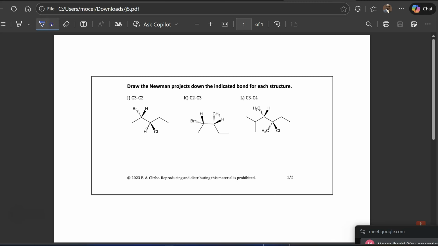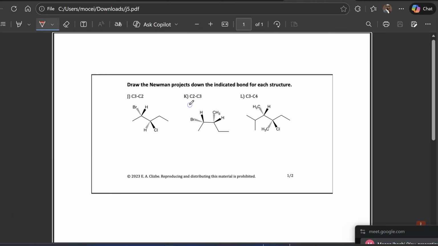Let's start with the Newmans. That's the priority. Draw the Newman projections. That's a typo: down the indicated bond of each structure. So where is the indicated bond? We need to look down C3, C2.